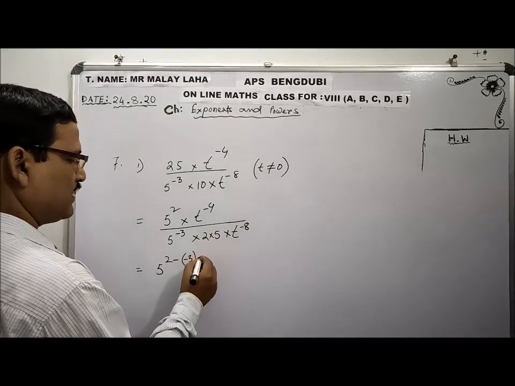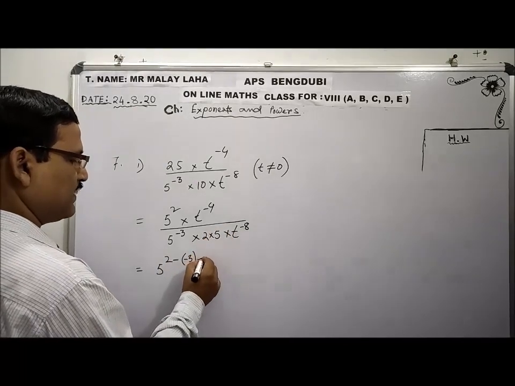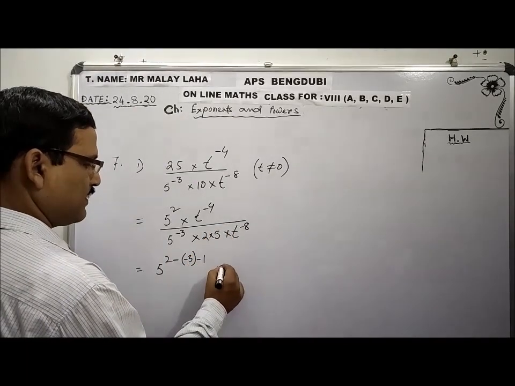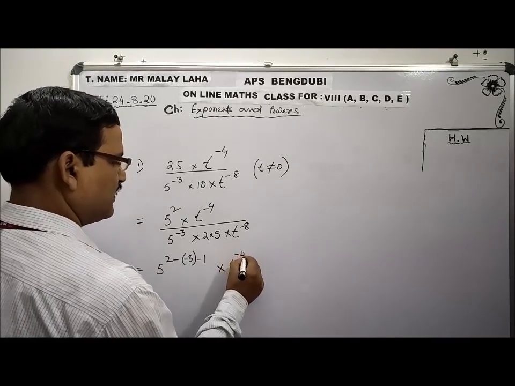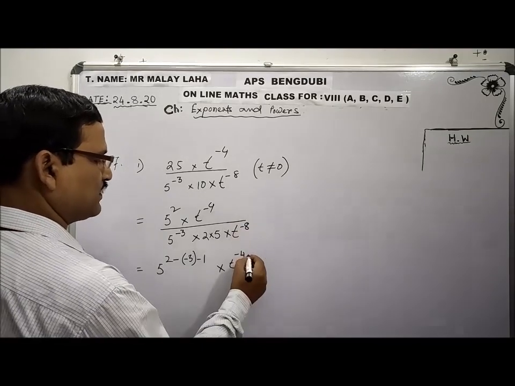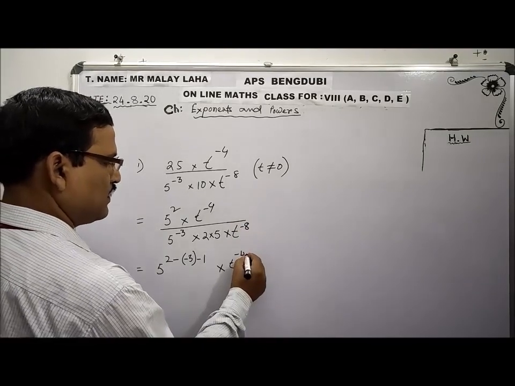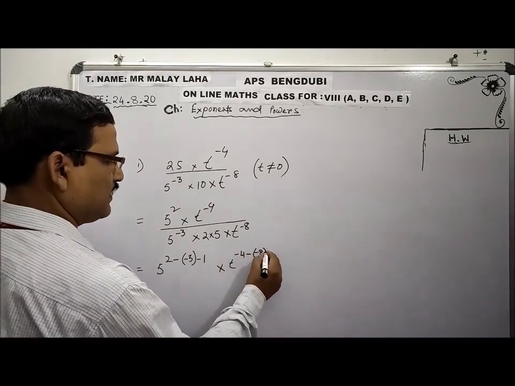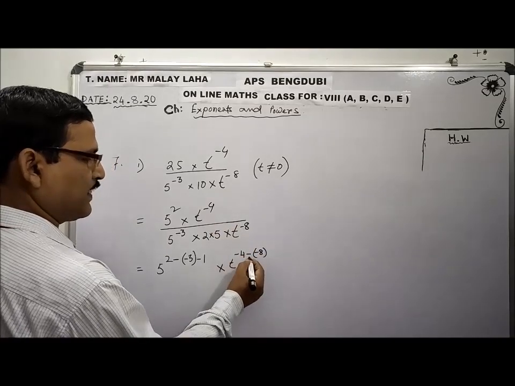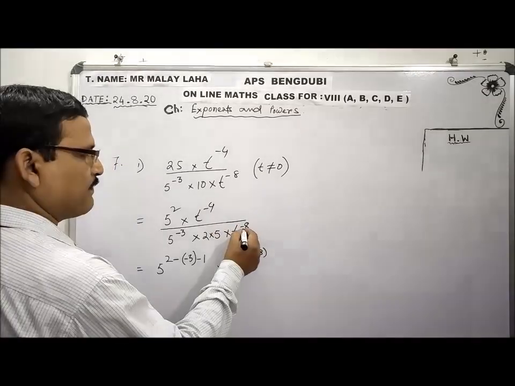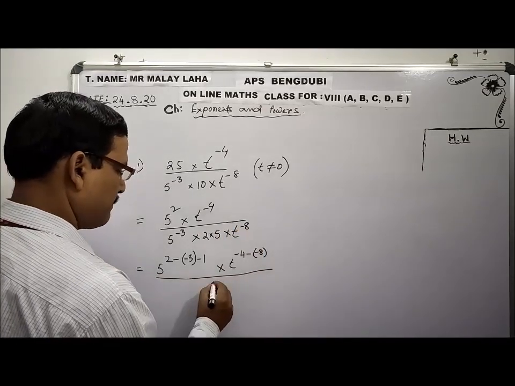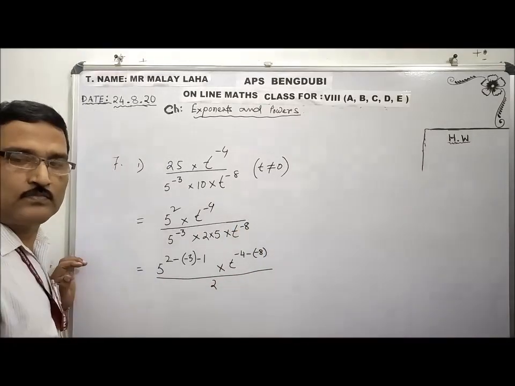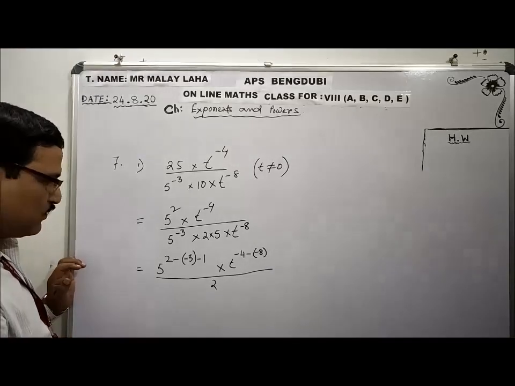I can write down 1, imagine 1, that means minus 1, and multiplied by t raised to minus 4 already is there, and this minus 4 when you are shifting on numerator, minus 8. Because these two are division, that's why minus, and this minus is the sign of this exponent. Okay, overall by 2. Clear? By 2.